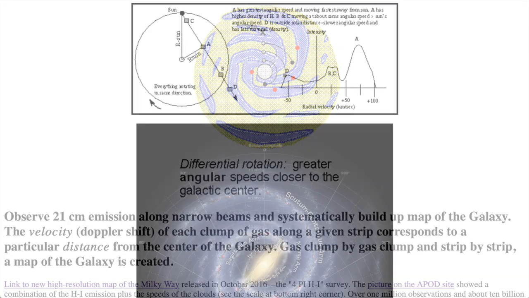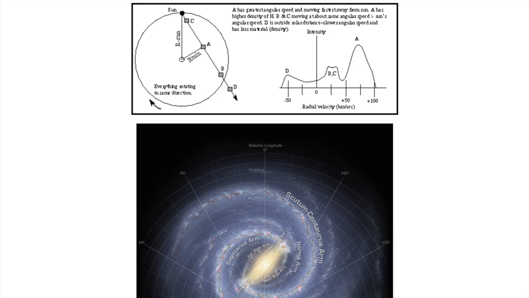We observe the 21 centimeter emission along narrow beams and systematically build up a map of the galaxy. The velocity, from the Doppler shift, of each clump of gas along a given strip corresponds to a particular distance from the center of the galaxy. Gas clump by gas clump and strip by strip we create a map of the galaxy. I have another link to the H1 4Pi survey, which took several years to compile.